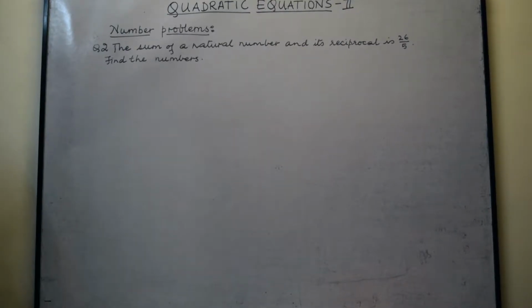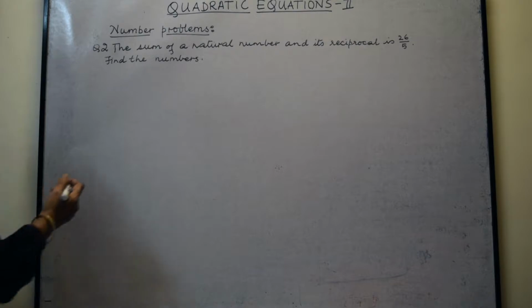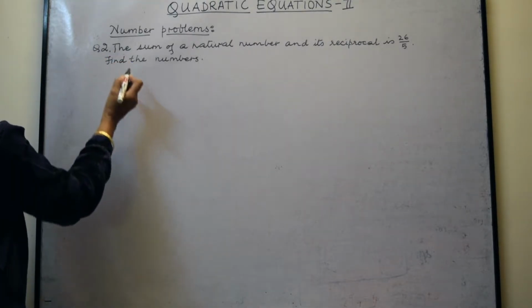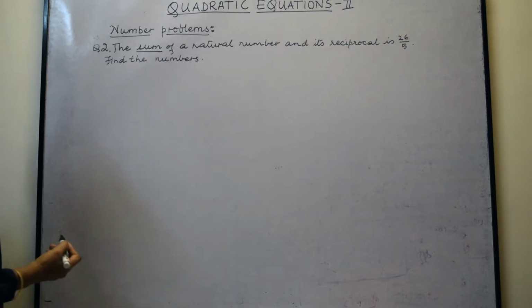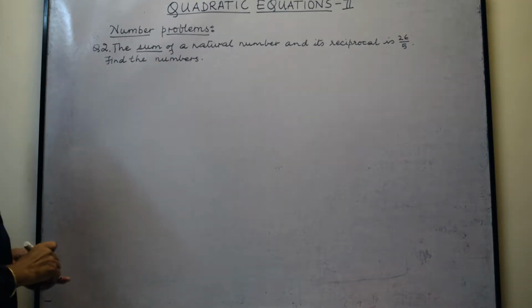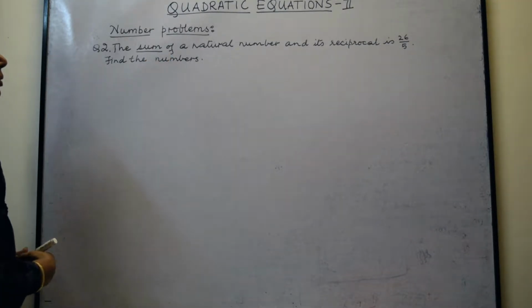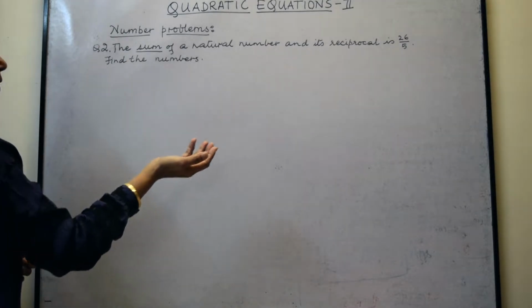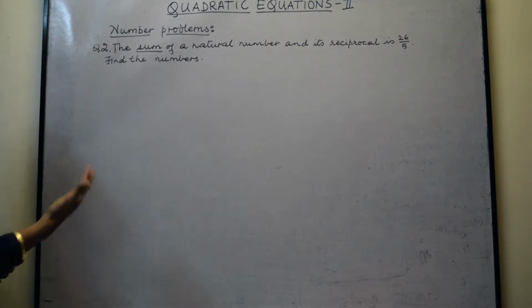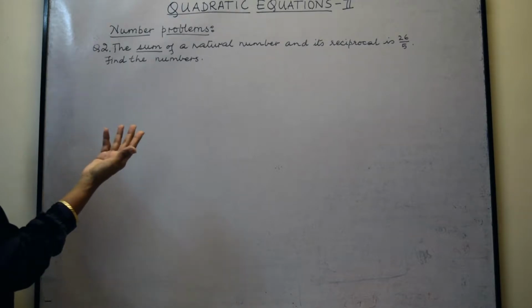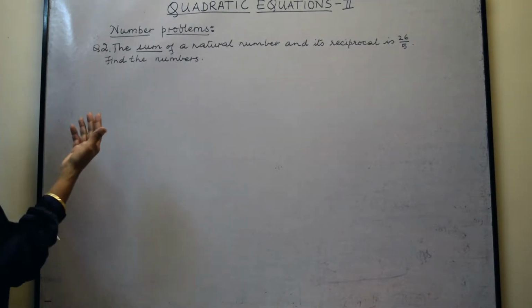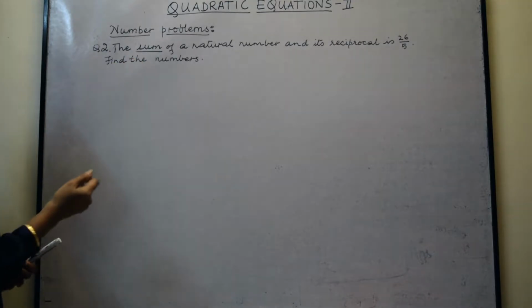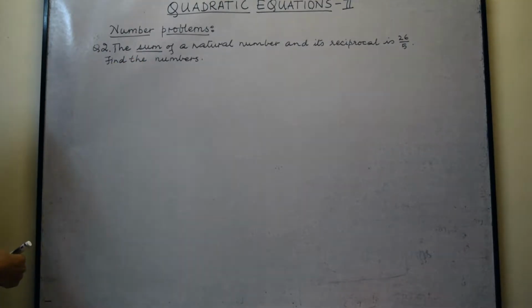Now let us come to question 2. The second question in this, we are talking about the sum of a natural number and its reciprocal. Now, natural number and its reciprocal. What do we mean by reciprocal? If the first number is a, then the reciprocal becomes 1 upon a. If the number given is, let us say, x, then the reciprocal becomes 1 upon x.